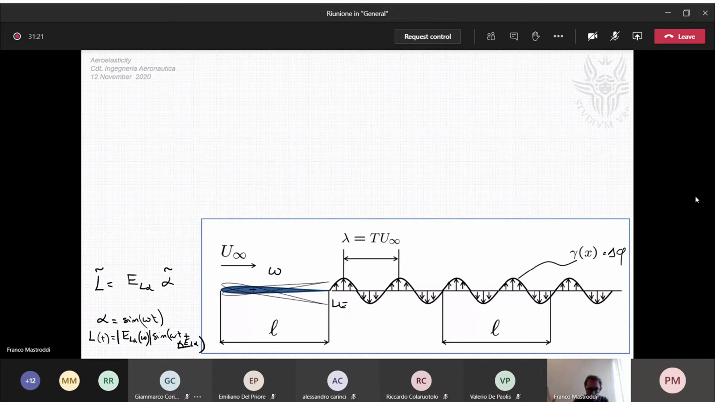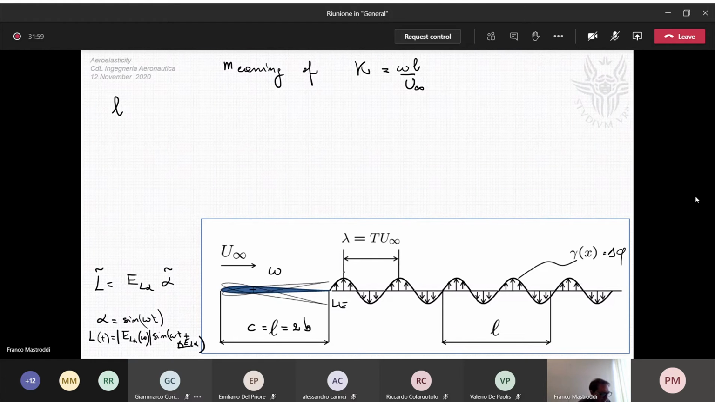And what is the meaning of K? Well, if you consider this reference length here, the meaning of K is defined like omega L by U infinite. L is a reference length. For example, the chord means 2 times the half chord. We have used B as half chord, and this is the chord at the moment.